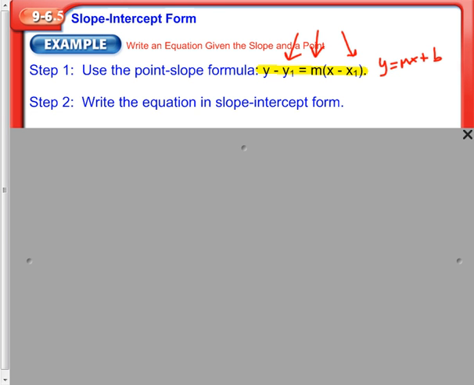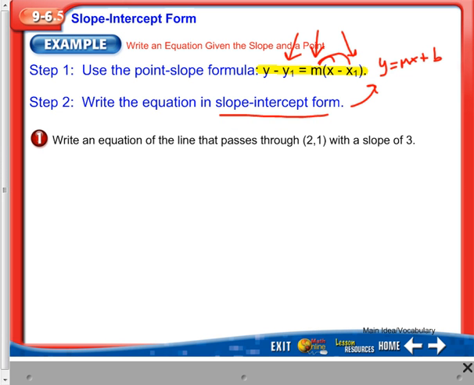If you think about it, the y value here we're just going to have to move over to this side. We're going to take the slope and distribute it inside the parentheses, and then we're going to simplify whatever we have left. Then we'll be left with the slope-intercept form of the equation, which looks just like that. So let's try this out.